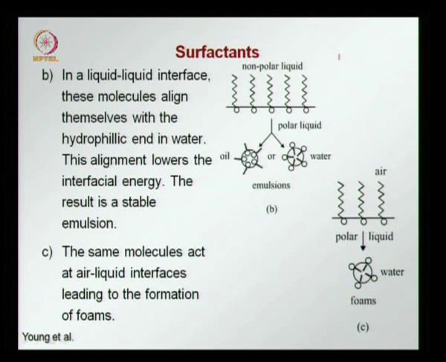If we have two liquids, a non-polar liquid and a polar liquid, they will not readily mix and they will separate when they are mixed together. But when we have an emulsion, we need the two liquids to form a uniform mix, and in that case the surfactant comes in handy and you can create an emulsion.